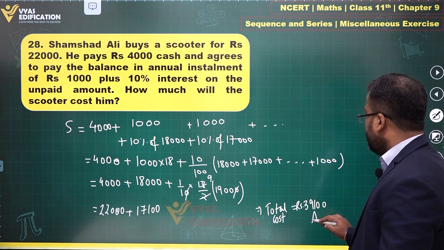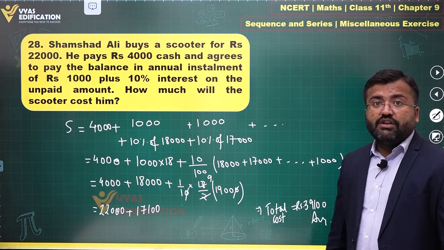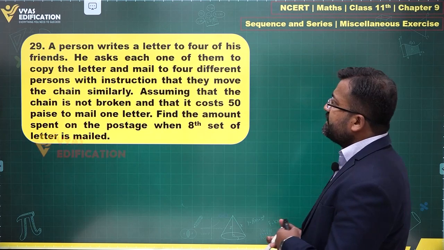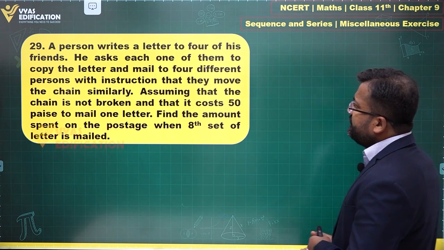rupees 39,100. And that's my required answer for this 28th question, as you can see over here. Question number 29 says a person writes a letter to 4 of his friends.